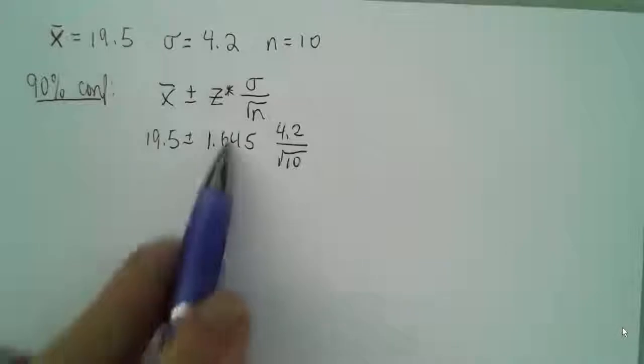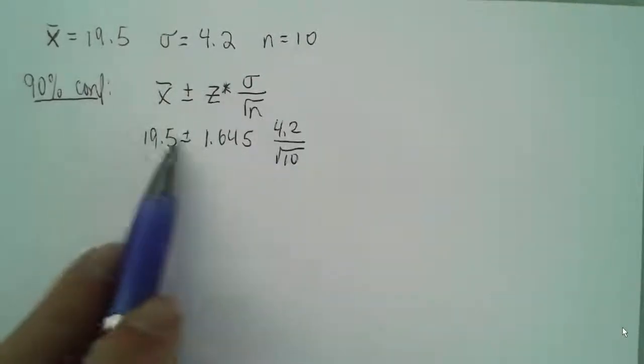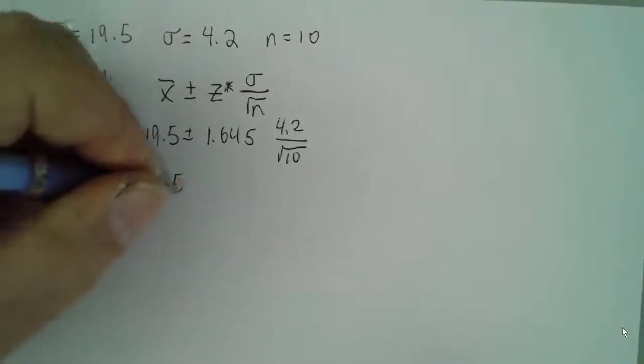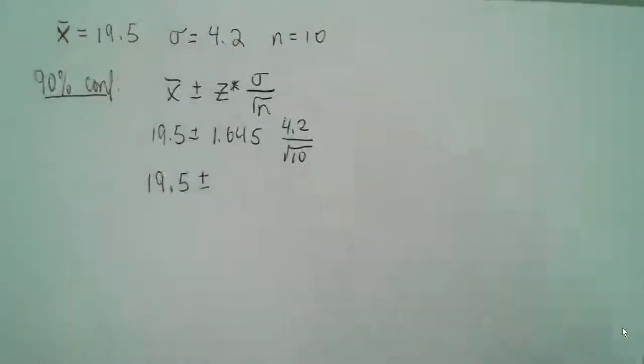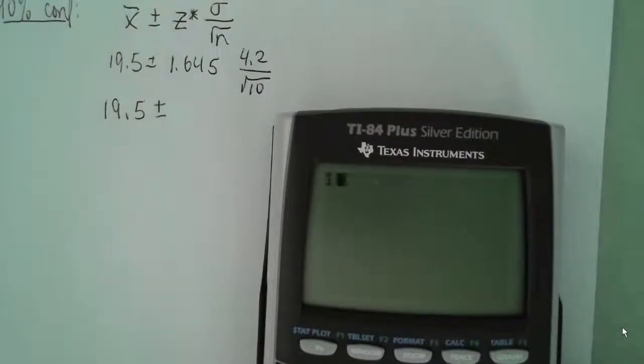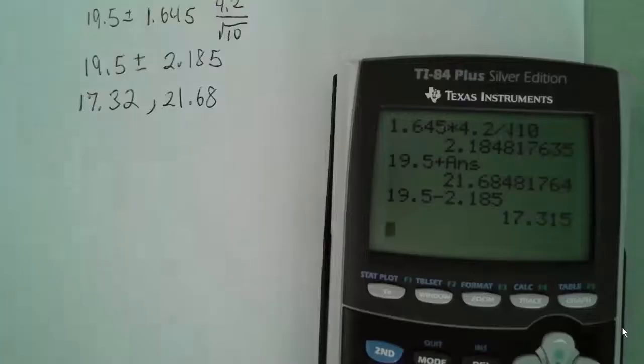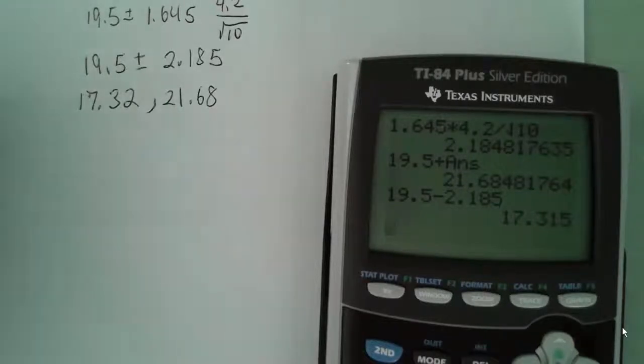So let's compute that. Once again, that's the margin of error, and that is the point estimate. So we're going to be adding and subtracting something to the point estimate. So we want 1.645 multiplied by the standard deviation, divided by the square root of the sample size. And we get 2.185. All right, there's a 90% confidence interval.